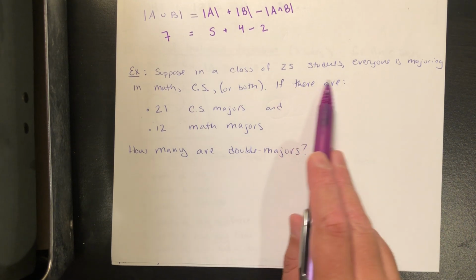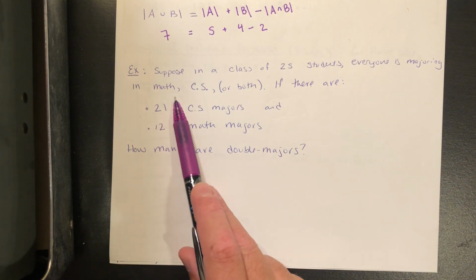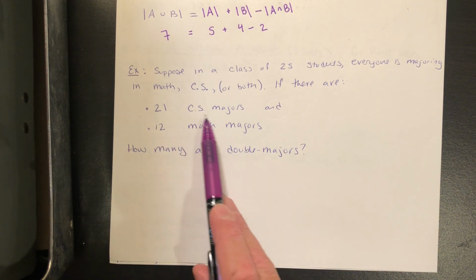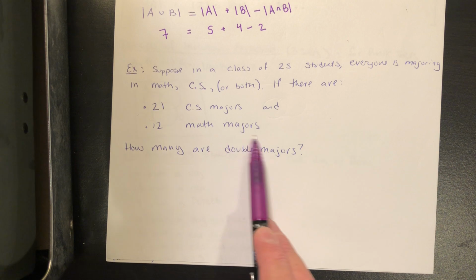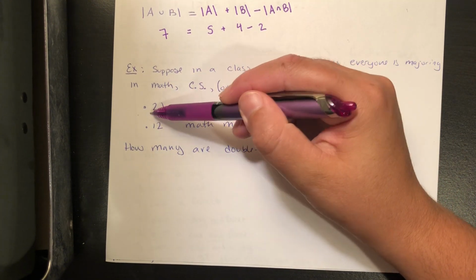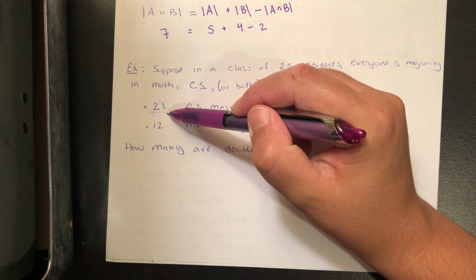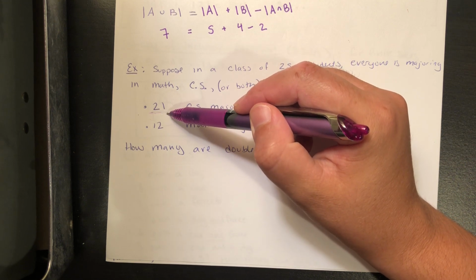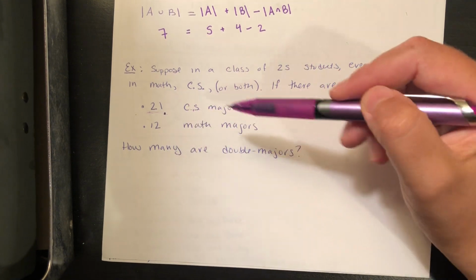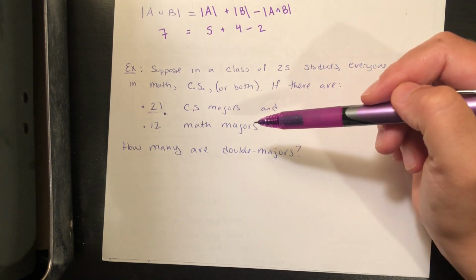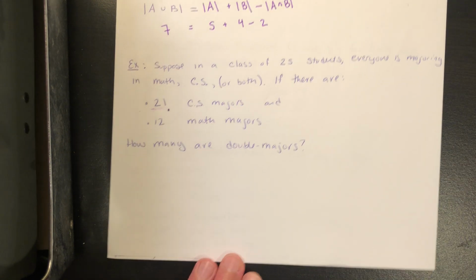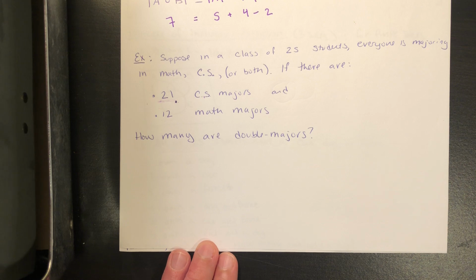Suppose in a class of 25 students, everyone is majoring in math, computer science, or both. Suppose that there's 21 students who are computer science majors and 12 students who are math majors. This is just saying that each one of these 21 students is going to get a degree in computer science. They might also be getting a degree in math though, right? They might actually lie in both of these sets. Similarly, there's 12 students who are getting a math degree, but some of them might be CS majors. How many of them are double majors? Well, we can use the principle of inclusion-exclusion here to find out, right?